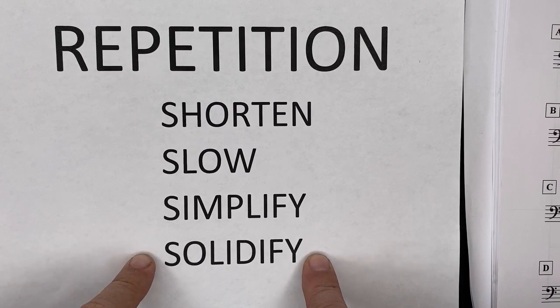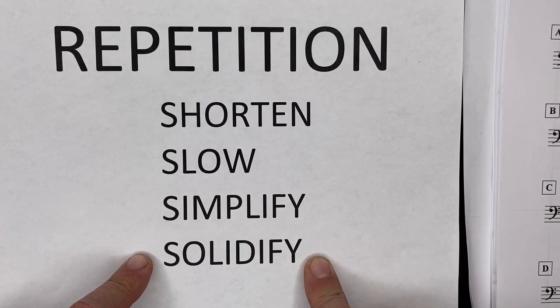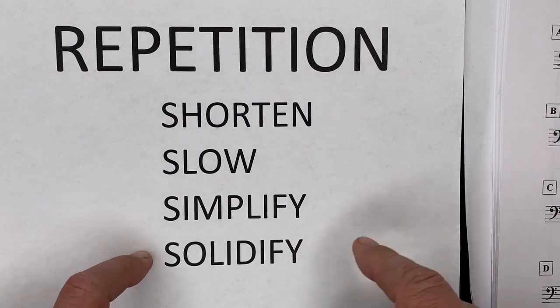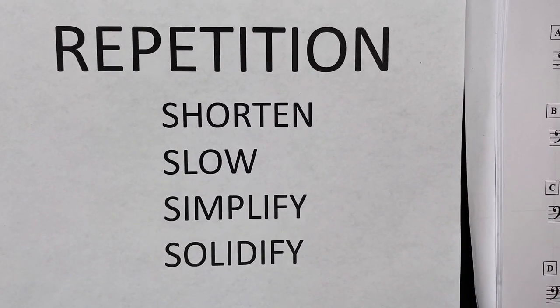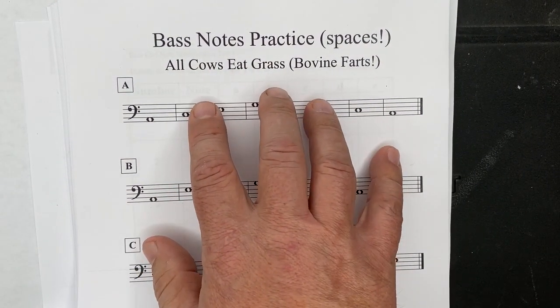And then solidify. This is something that we all understand, but it's never taught explicitly, which is to take something that's abstract and turn it into something that is more concrete. And an excellent example of that is this very thing right here, where we say, all cows eat grass. It's a mnemonic device, right?